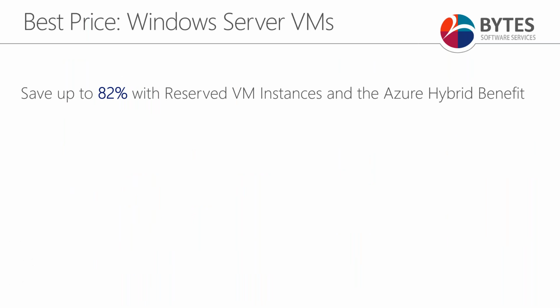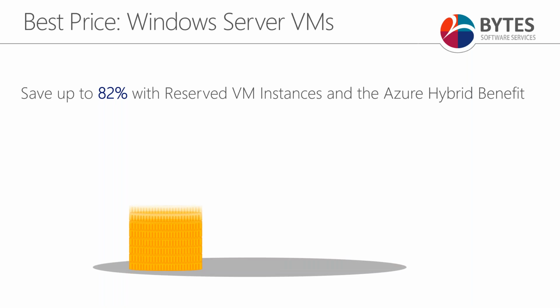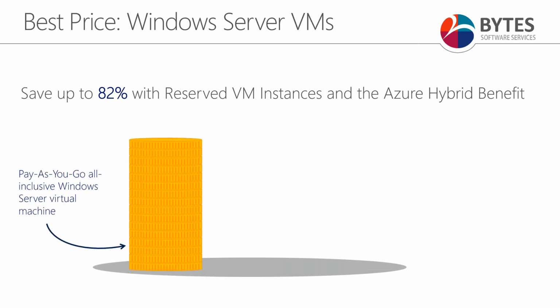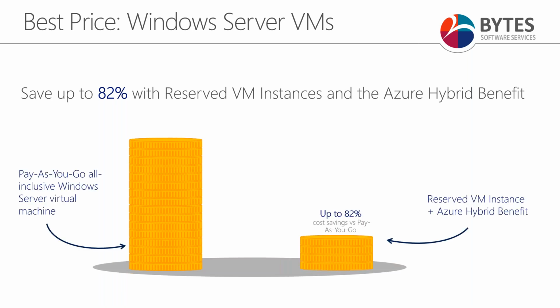When looking at both the reserved virtual machine instances and the Azure hybrid benefit, there are savings of up to 82% that can be had by combining both. So with pay-as-you-go, an all-inclusive Windows Server virtual machine, when you add the reserved VM instance and Azure hybrid benefit, it does show those cost savings.